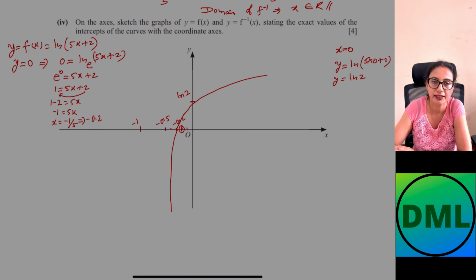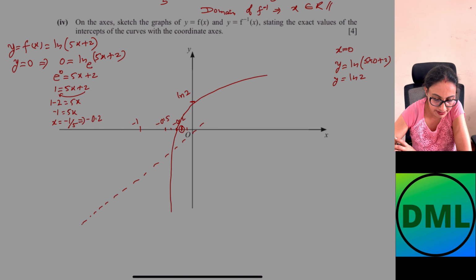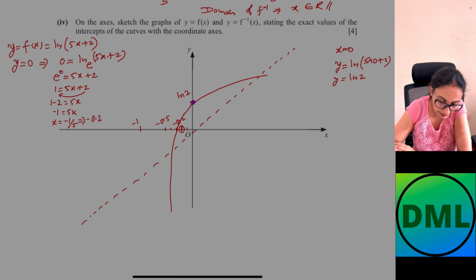I need to plot the inverse of the function. We know that the inverse of the function is always plotted through the line y is equal to x. If you don't want to figure it out, you can directly write down the answer here. The inverse of the function is the reflection across the line y is equal to x. This value is ln 2 on the y-axis. That means this passes through exactly here, ln 2 on the x-axis. This is on the x-axis minus 0.2. So minus 0.2 will be on the y-axis here. So this point will be approximately here, minus 0.2 here.